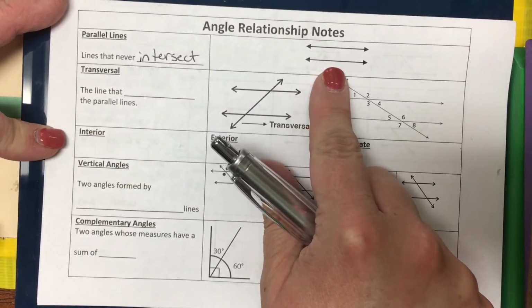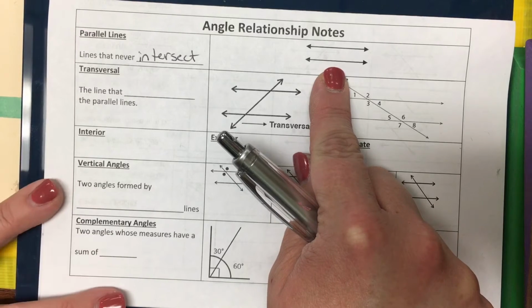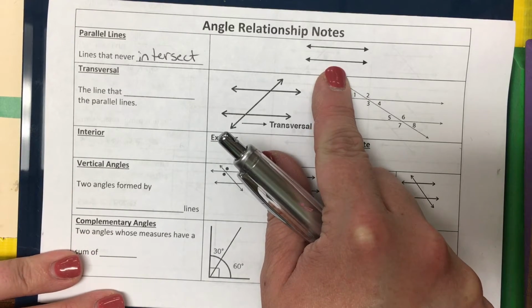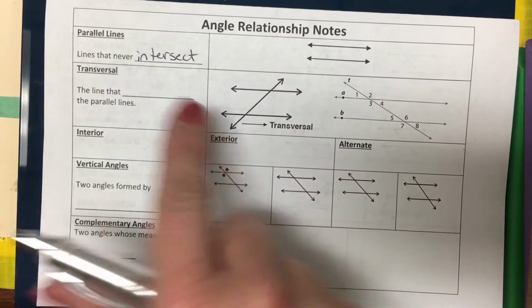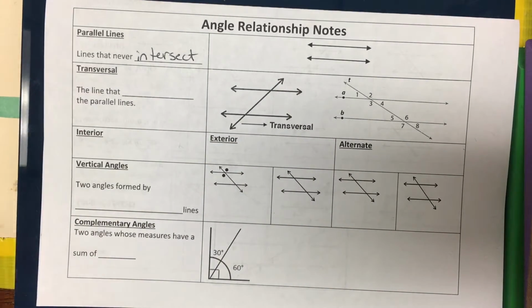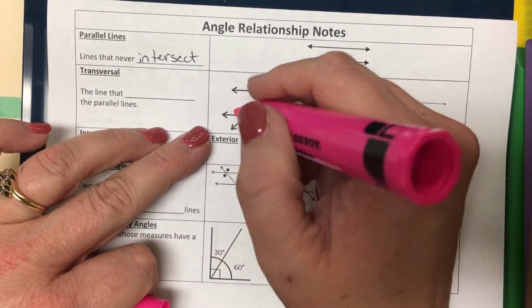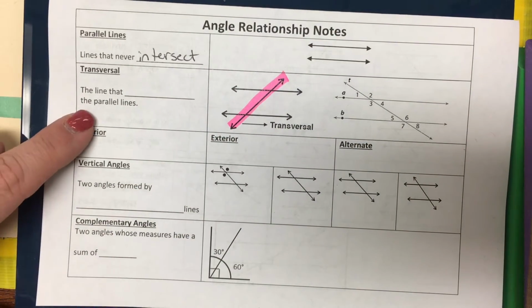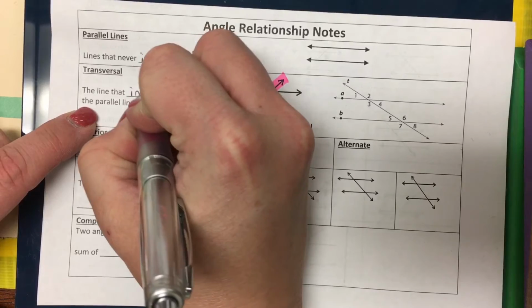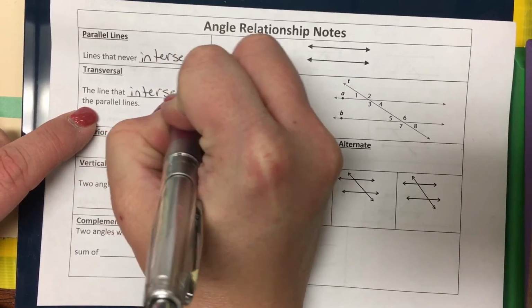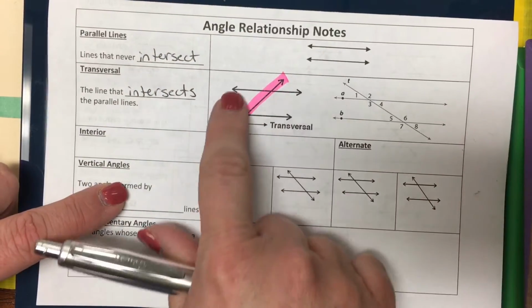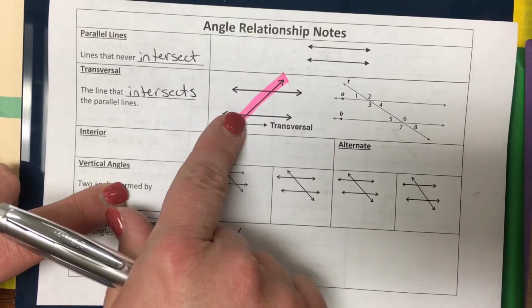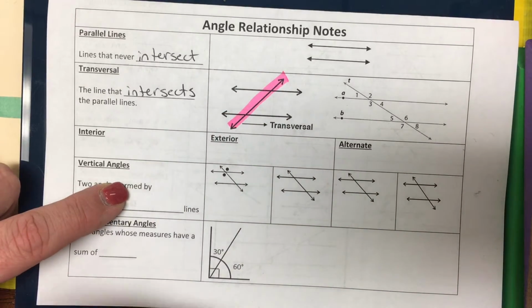Okay, so parallel lines. And then we're going to put a transversal on our parallel lines. This is our transversal, and that's just a fancy word for the line that intersects the parallel lines. Okay, so we have our parallel lines here, and then we draw a line, and that's our transversal.